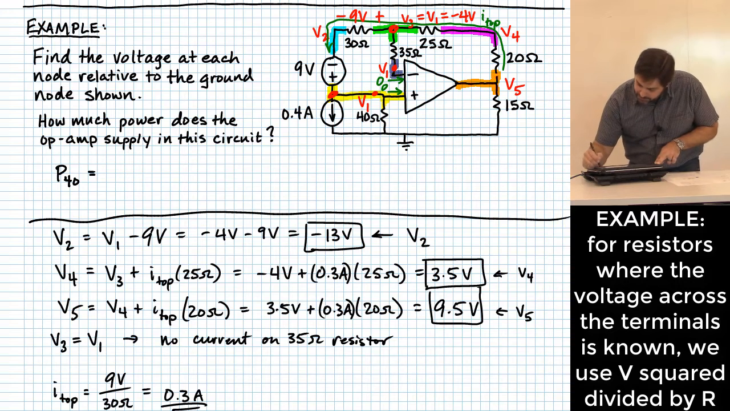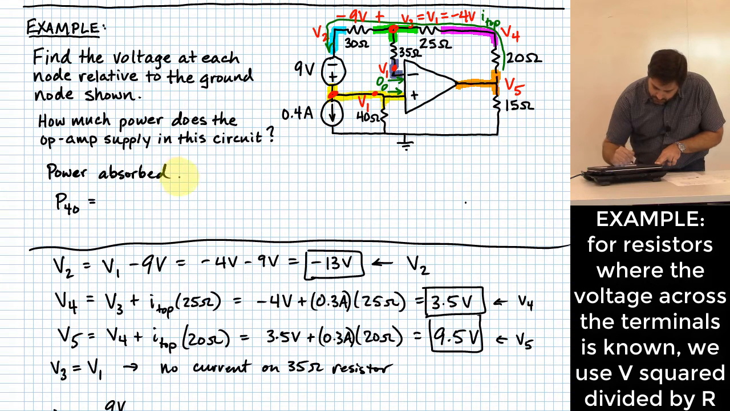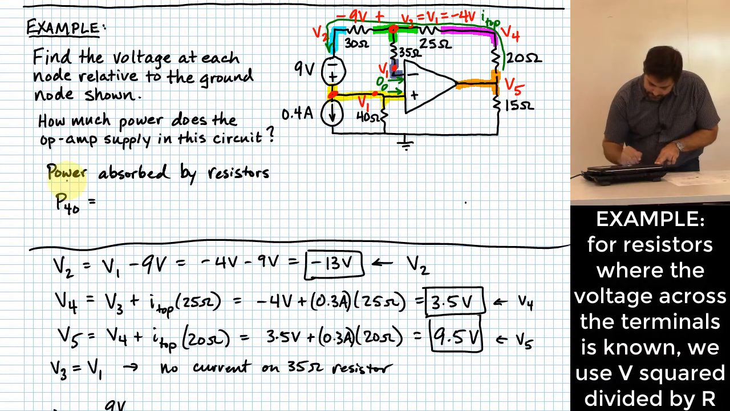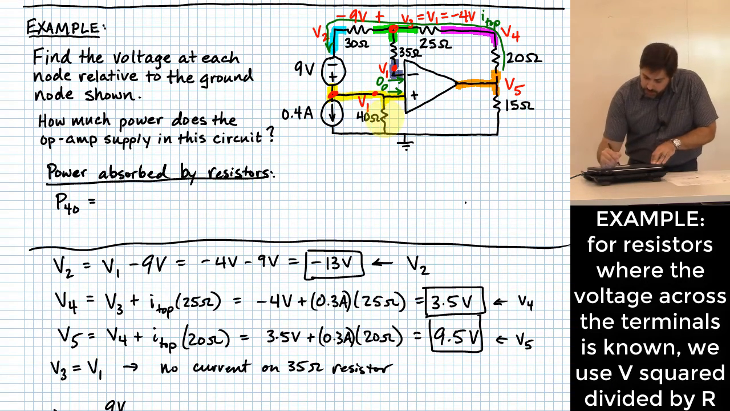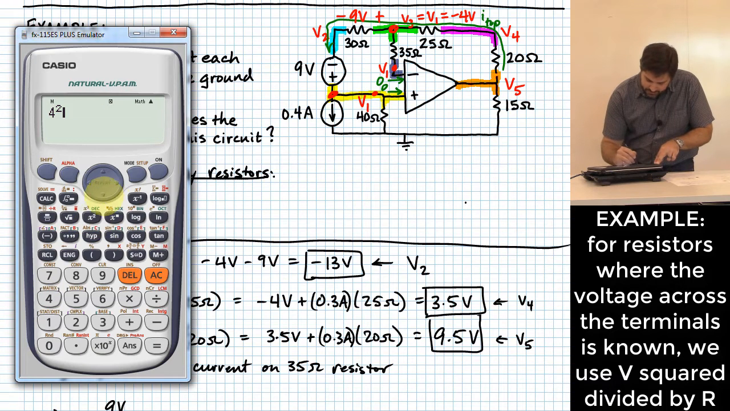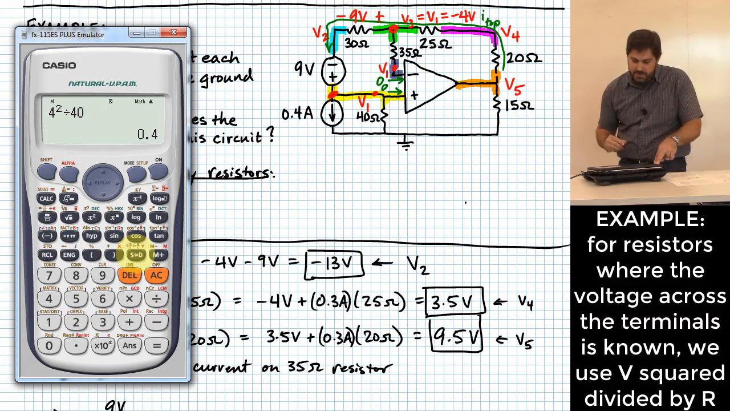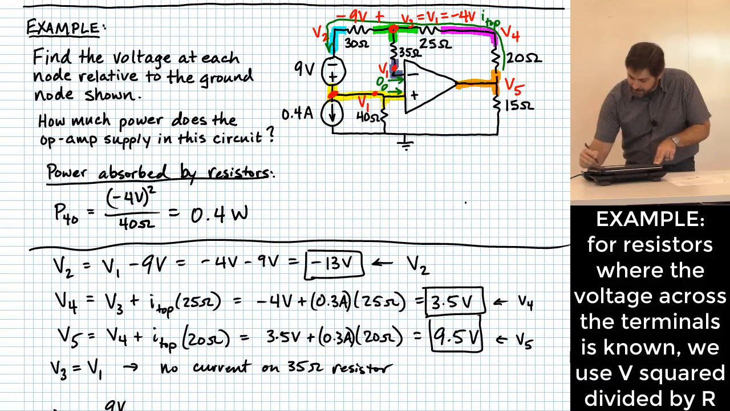Tell you what, I'm going to put some labels on here too, because that might help us keep track of what we're doing. Power absorbed by resistors. Okay. P40, how do I figure that out? You could use current. I think it might be easier just to use voltage, right? So we have V1, we figured that out earlier, minus 4 volts squared over the resistance value of 40 ohms. So that's 4 squared divided by 40. That gives me 0.4 what? What is the unit on that? Watts. So that's a certain amount of power that's being absorbed there.